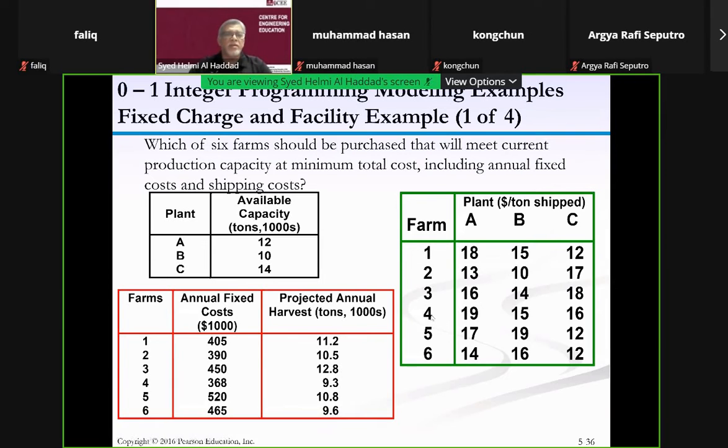Over here we have 6 farms. By the way, there are three areas with respect to integer programming. One is mixed integer. Mixed means one of the variables has to be a whole number. The other one is fully integer, meaning all the variables have to be integer numbers. And the other one is 0, 1. 0 means no, 1 means yes. Only 2 choices, whether present or not present. For example, here I think we stopped somewhere here.